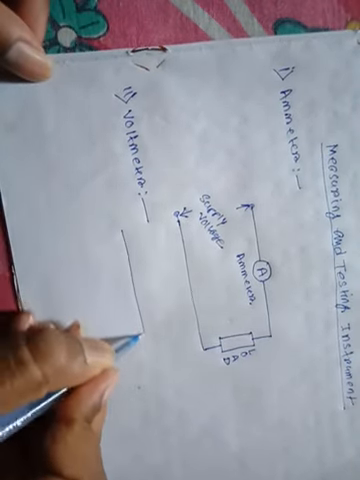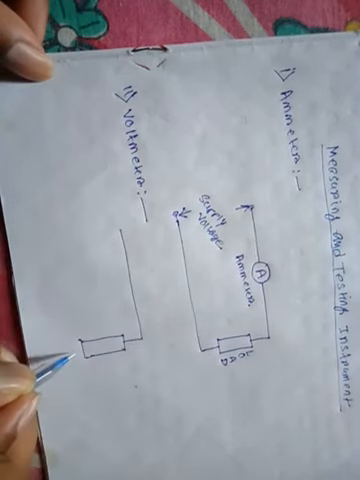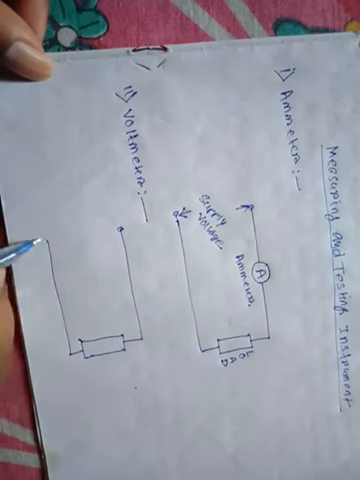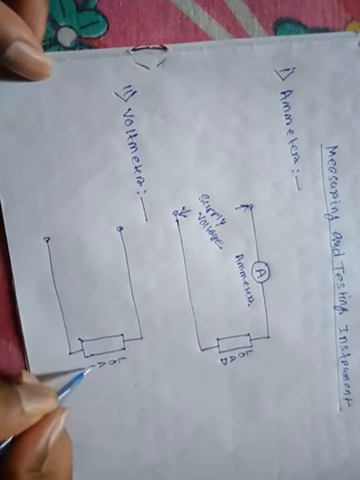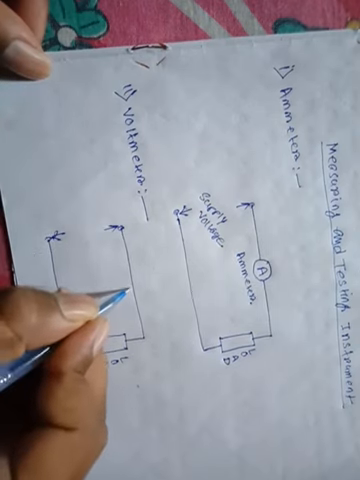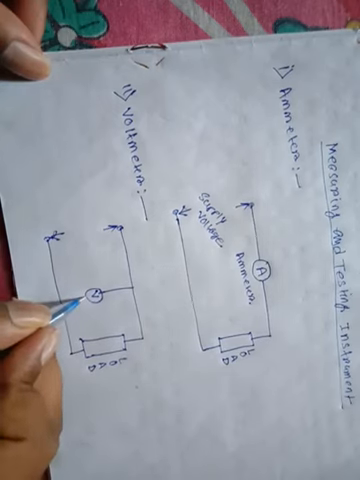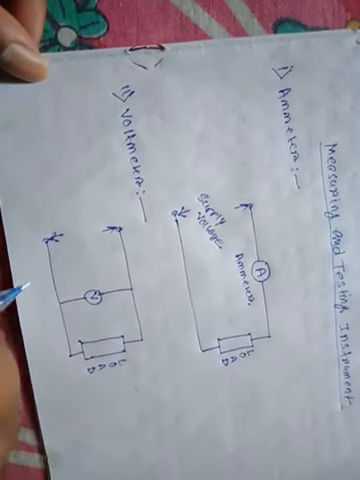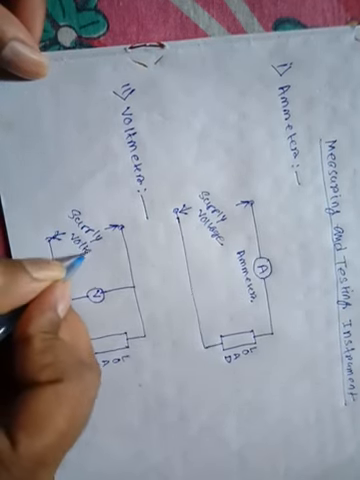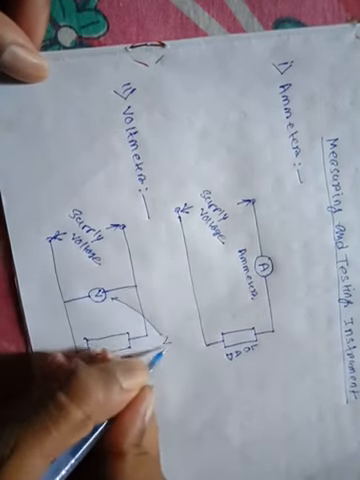Suppose this is a circuit, a load, and the supply system. The voltmeter is connected across the load, or it is connected in parallel with the load. Here is the supply voltage and the voltmeter.